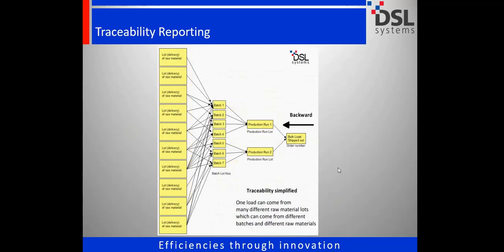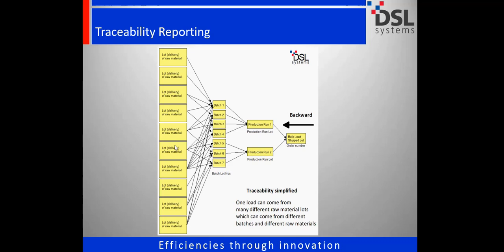Backward reporting: you have a finished product and maybe have an order number for it, and it'll tell you where it's come from, which production runs it went into, which batches went into those production runs, and from that all the raw material lots that went into that. Now, not every raw material needs to be traceable, and this is selectable in the raw material definition.